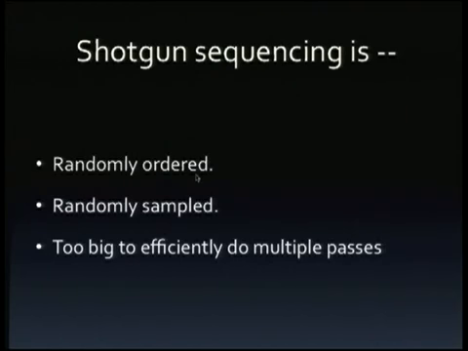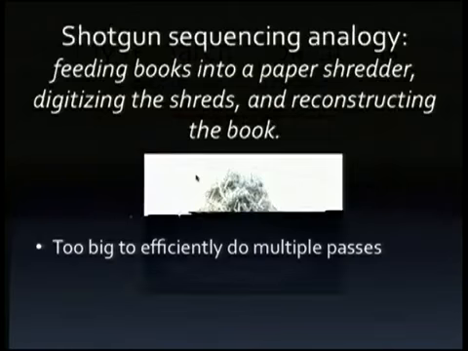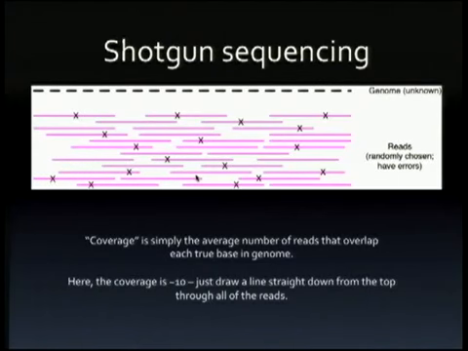So there are a couple of cool things about shotgun sequencing. One is that it's randomly ordered. Another is that it's randomly sampled, which are similar things. And the third is that it's getting too big to efficiently do multiple passes. By too big, what I mean is any computer that you bought 3 years ago can no longer do it. You have to buy a new one, and even then, in a year, you won't be able to handle it. So we need better algorithms, basically.